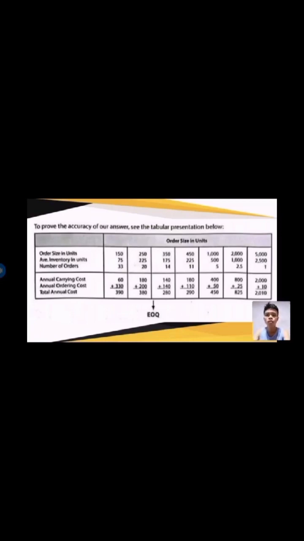Looking at the table of order size in units to prove the accuracy of our answer, if we compare 150 units to 350 units, 150 units has a higher total annual cost compared to 350, which is 280. Even though 350 units has a higher annual carrying cost of 140, its total annual cost is still lower than 150 units, whose annual carrying cost is only 60 but whose total annual cost is 390. This is because it also depends on the number of orders: 150 units has 33 orders compared to only 14 for 350. The frequent ordering drives up the total annual cost, since it increases expenses. That is all, thank you.